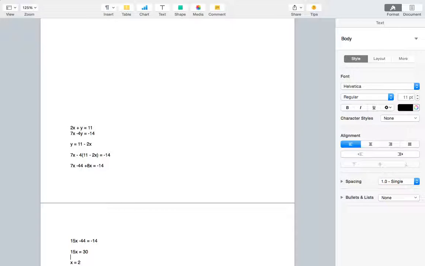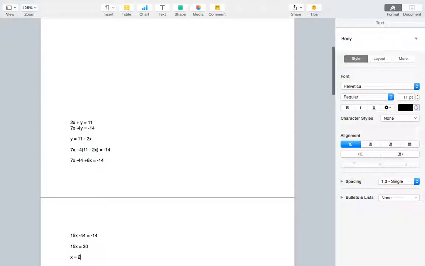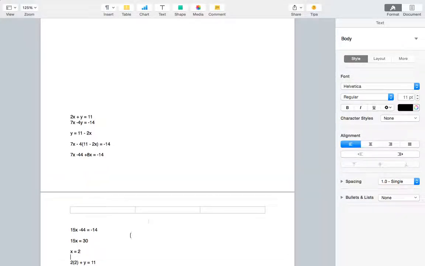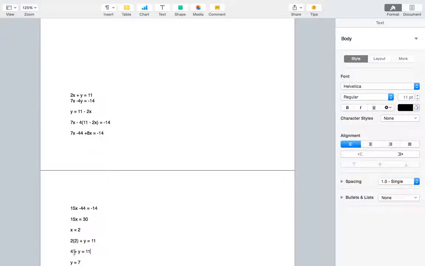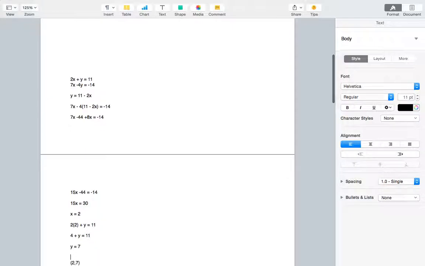Now you get that 2, and you can put it back into any one of the other equations at the top. It doesn't matter which one you put it back into. So I'm going to go with the more simple one. So that one. 2 times 2 plus y equals 11. That gives you 4 plus y equals 11. And you subtract 4 from 11 to get it to the other side. So y equals 7. And that's your answer. (2, 7).